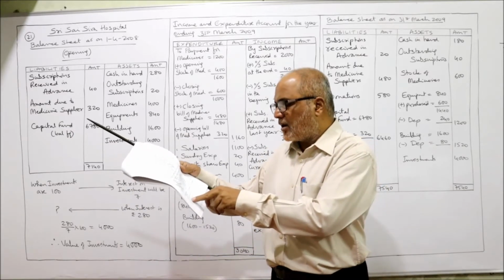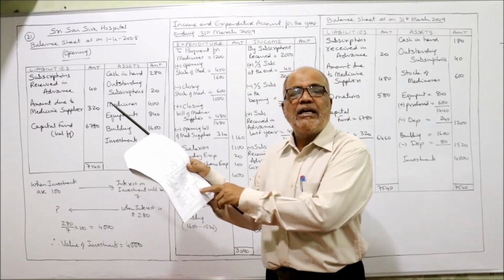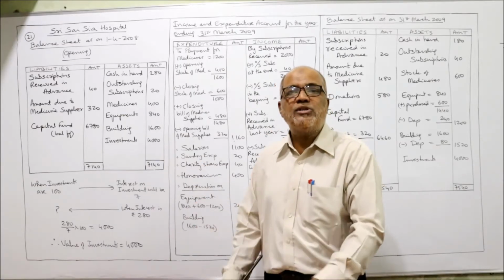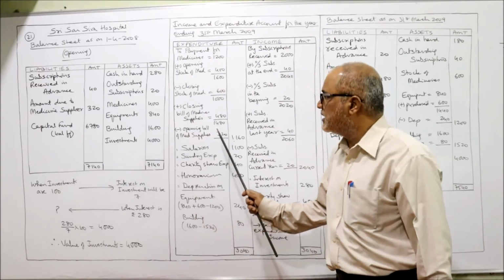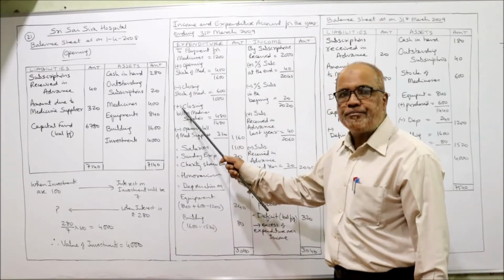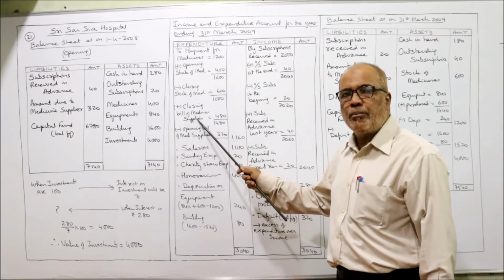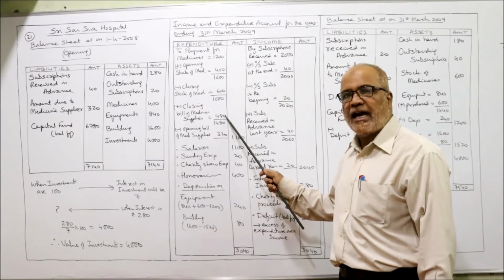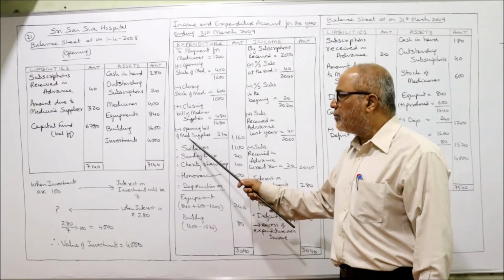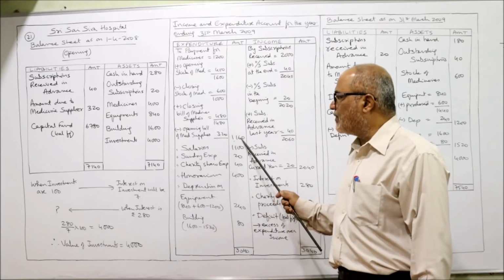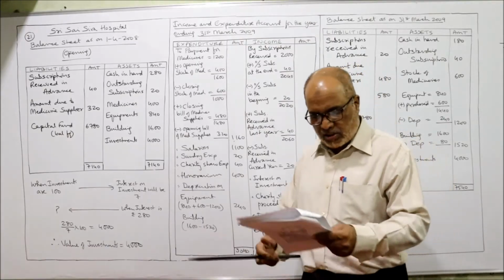How much is the current year outstanding? 480. 480 rupees should be added and 320 rupees should be deducted. You can see here 480 added. Closing bill of medicine supplies 480 added, minus opening bill of medicine supplies 320 deducted. So 1160. That is the new point in this problem.